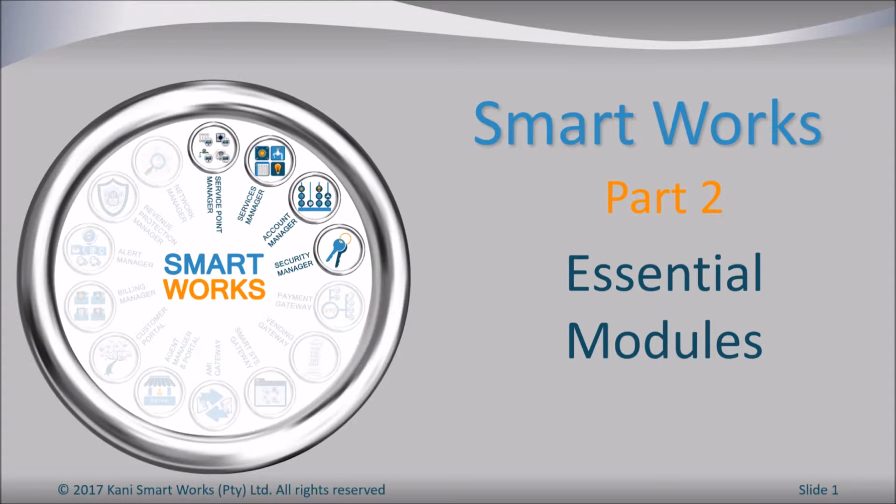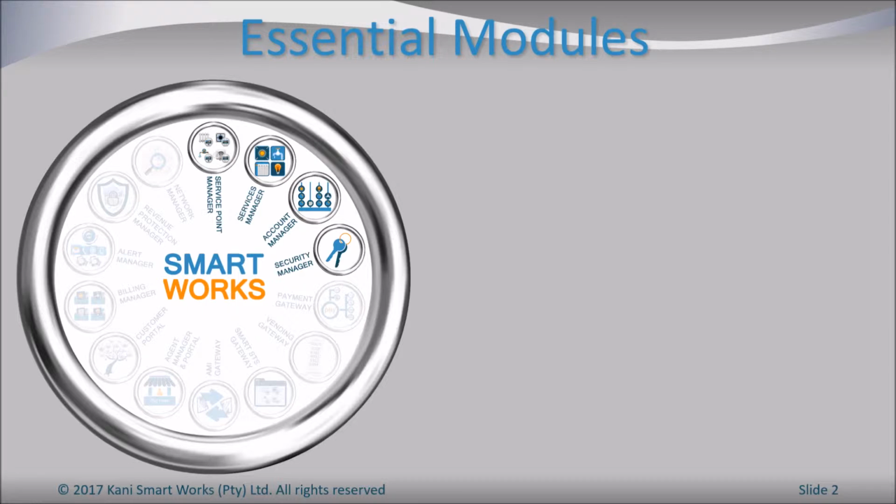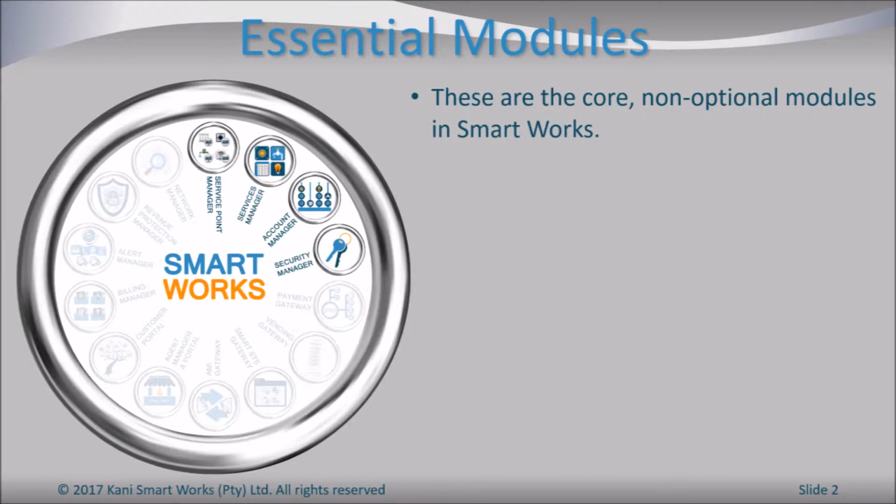In this second of the series, we're going to have a look at the essential modules in SmartWorks. In the SmartWorks wheel, we can see that there are 4 essential modules. These are the core non-optional modules.